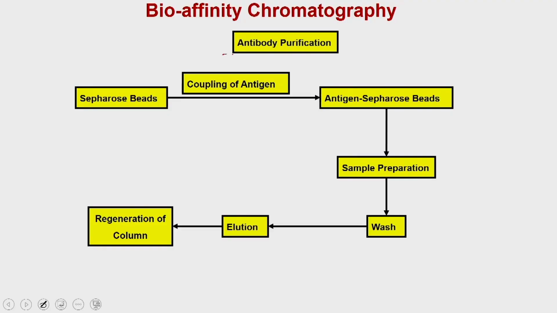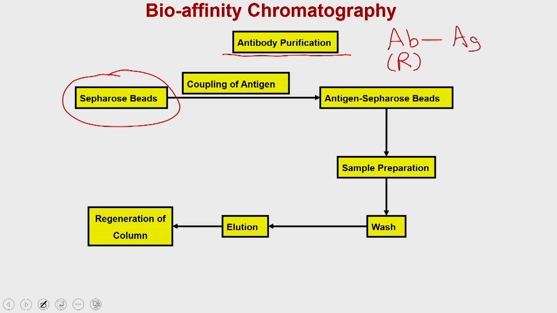So, in the purification of antibody you are going to have the Sepharose beads, and the first step is you have to prepare a column where your antigen is going to be coupled. As you know, every antibody has its cognate antigen, which means the antibody is going to work as a receptor, whereas the antigen is going to work as a ligand.